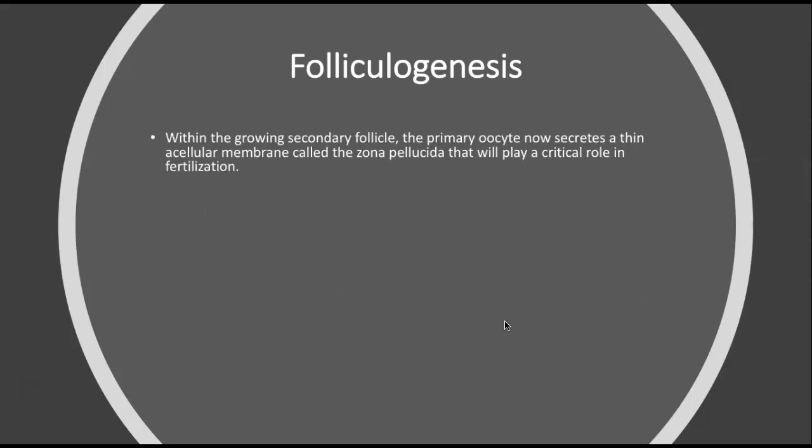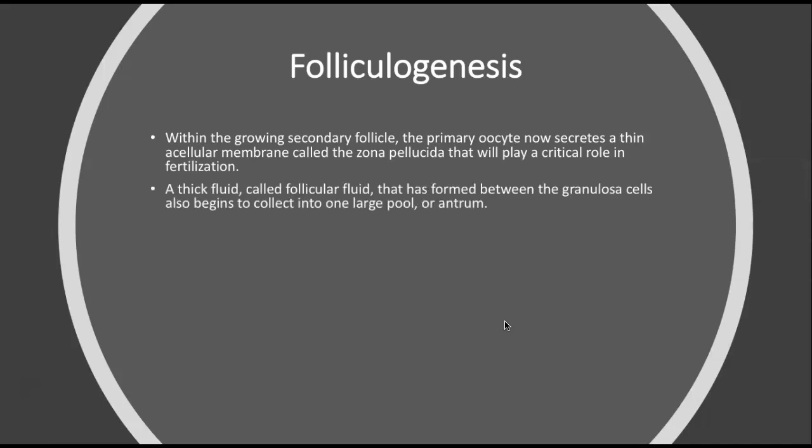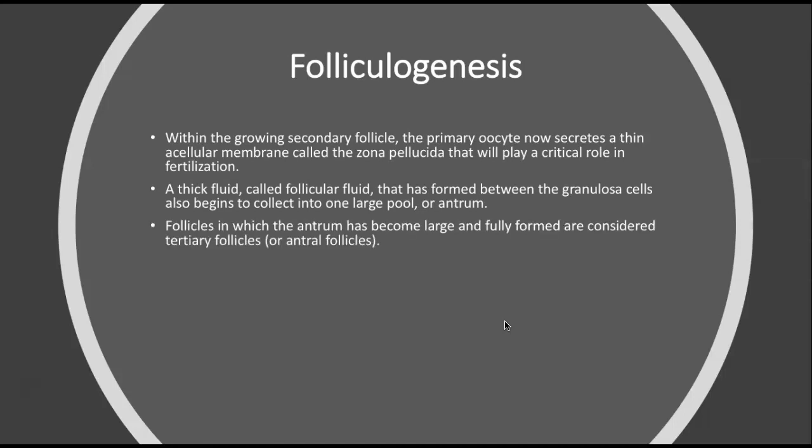Within the growing secondary follicle, the primary oocyte will now secrete a thin acellular membrane called the zona pellucida, and that will play a critical role in fertilization. A thick fluid called follicular fluid that will have formed between the granulosa cells also begins to collect into one large pool called an antrum. Follicles in which the antrum has become large and fully formed are considered tertiary follicles or antral follicles.